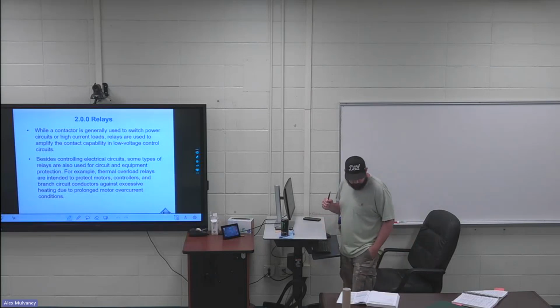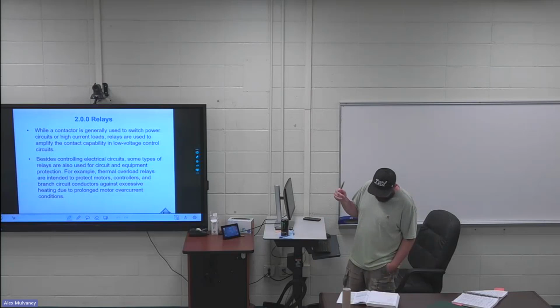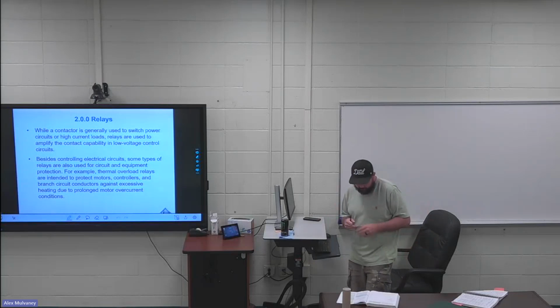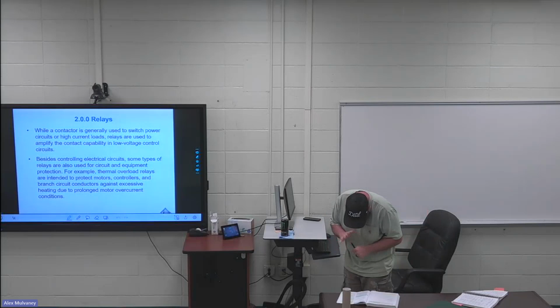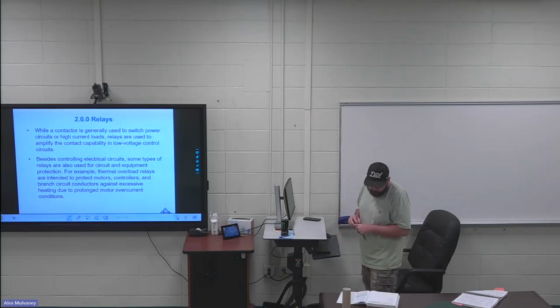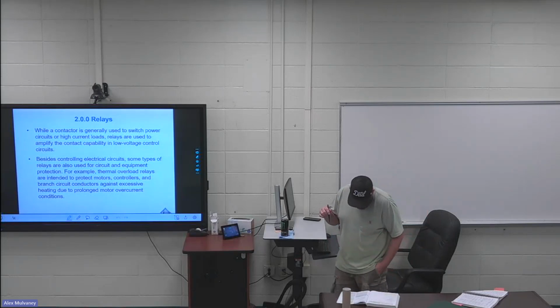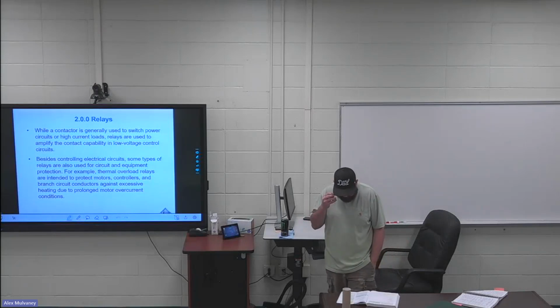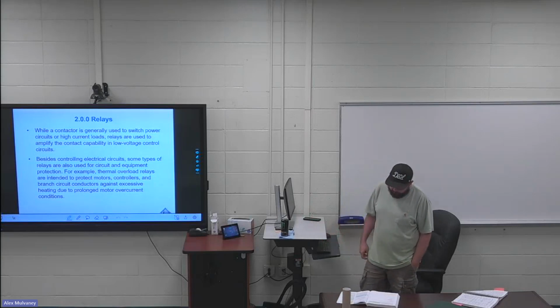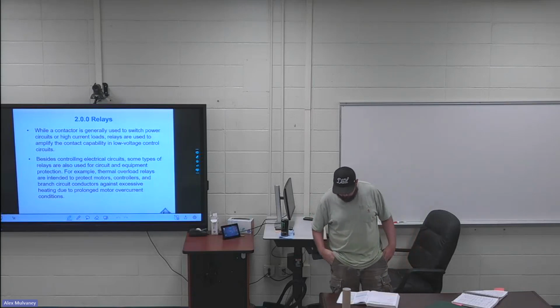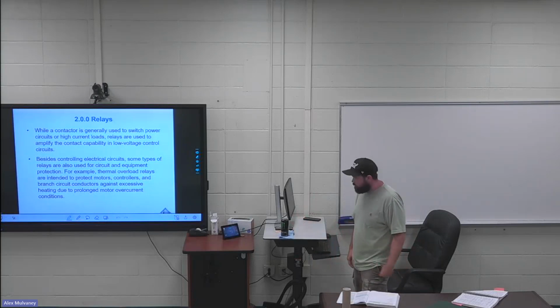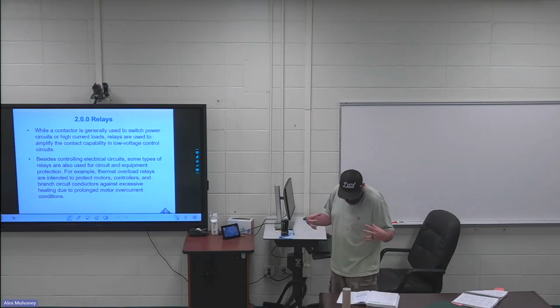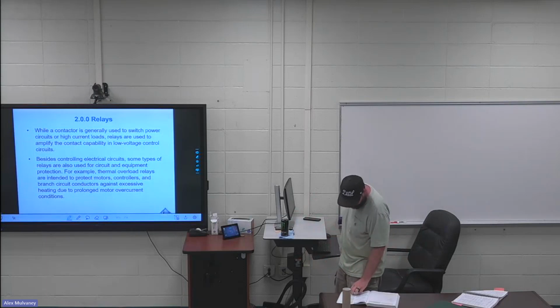Moving on to the right-hand side of the page, that first full paragraph, I've got the first sentence highlighted. Besides controlling electrical circuits, some types of relays are also used for circuit and equipment protection. For example, thermal overload relays are intended to protect motors, controllers, and branch circuit conductors against excessive heating due to prolonged motor overcurrents. This could be bad bearings or something like that, up to and including locked rotor currents. So that's like your motor startup and stuff like that. You're going to have very high amounts of current flowing through this stuff.